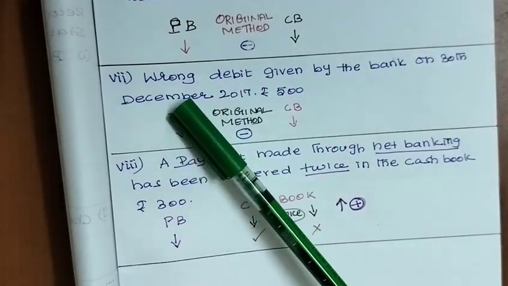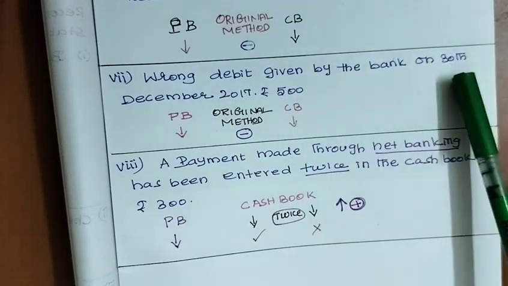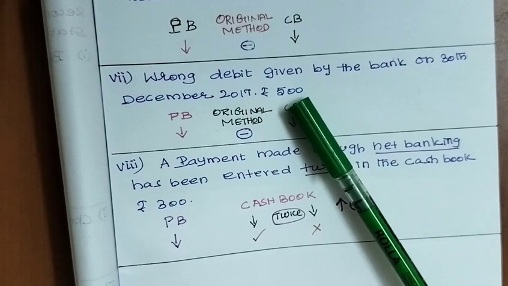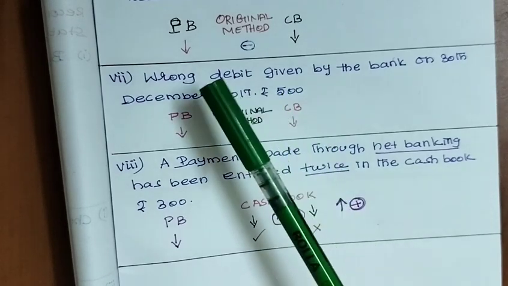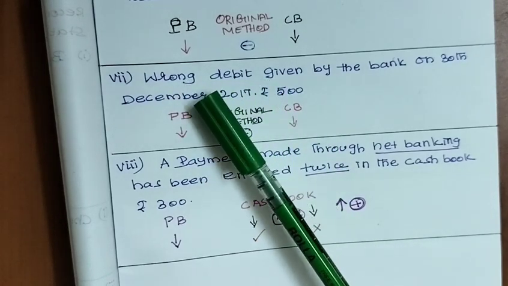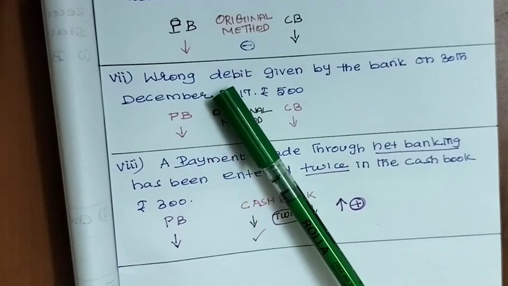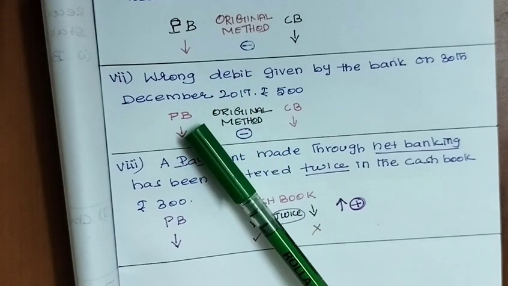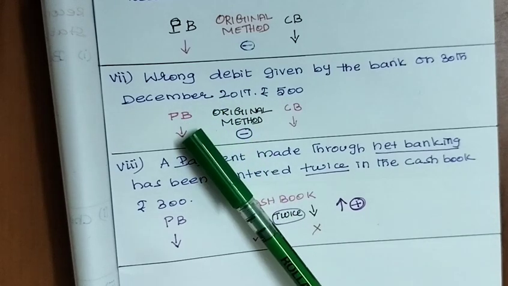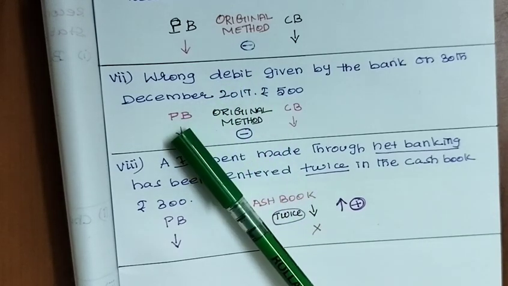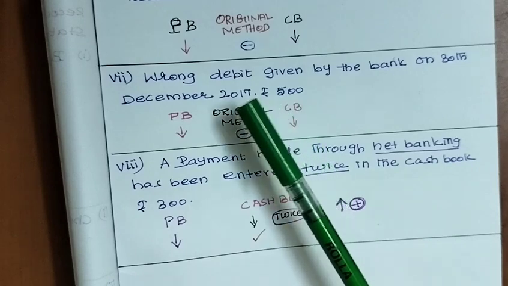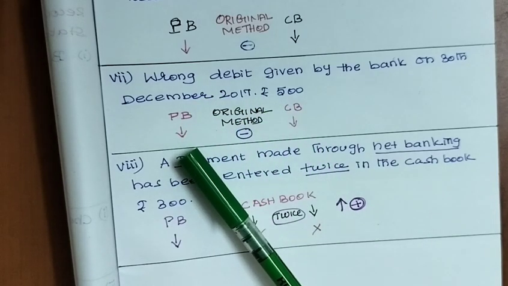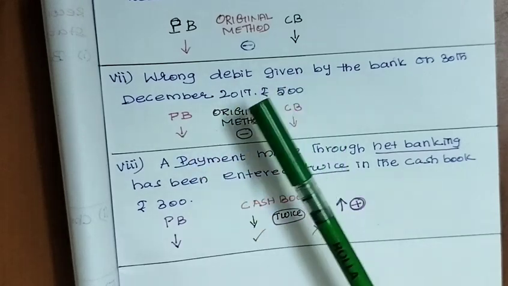Wrong debit given by the bank on 30th December 2017, rupees 500. Wrong debit means by mistake, the bank debited from its customer account. Debited means from its customer account it wrongly decreased 500 rupees, but the customer doesn't know about it.